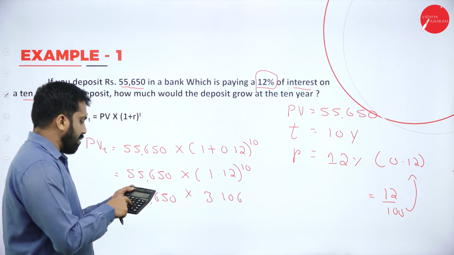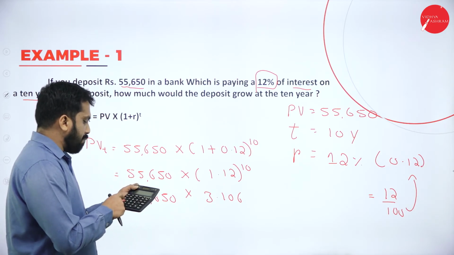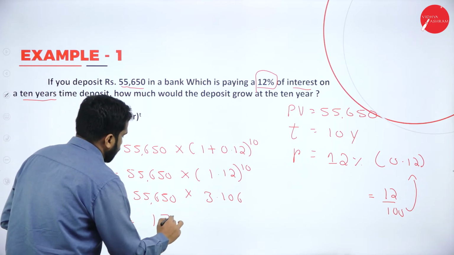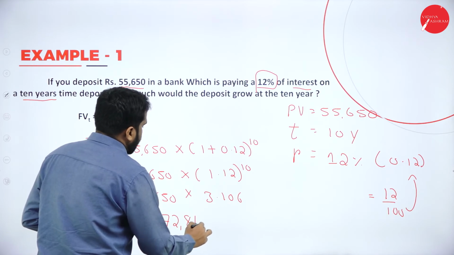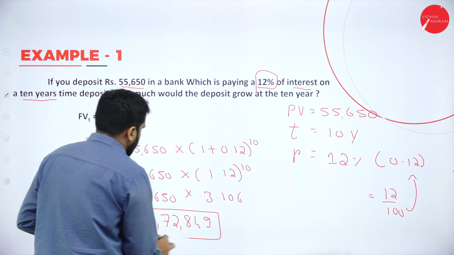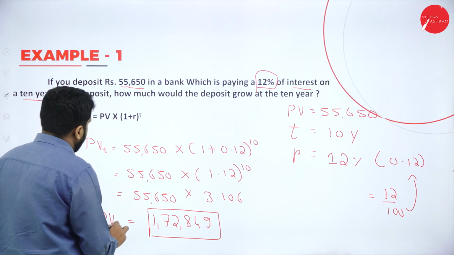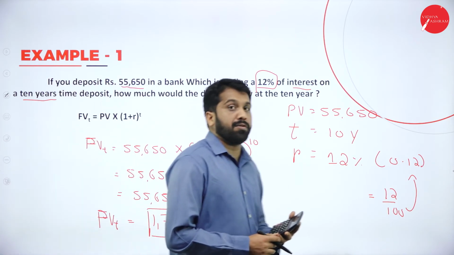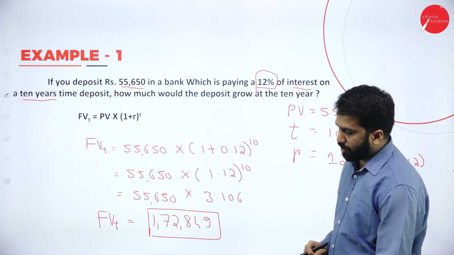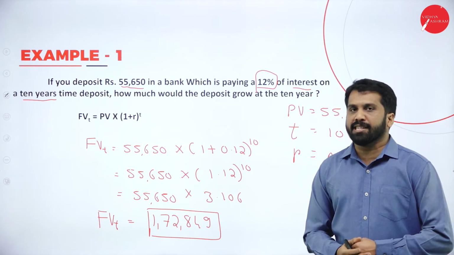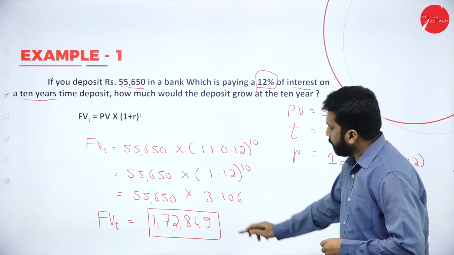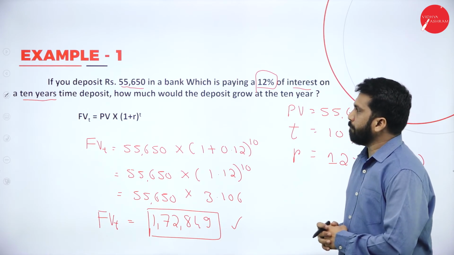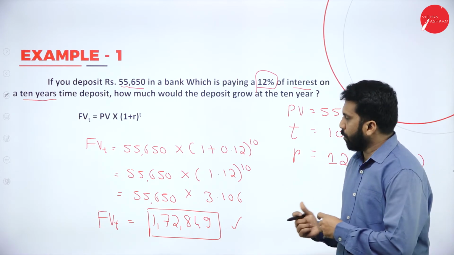Now multiply these two, how much you will get? 55,650 multiplied with 3.106, you will get 1,72,849. This is your present value. So it is not present value. This is your future value. So what is your future value? If you invest 55,650, after 10 years, it will become 1,72,849. Remember, this is all about your future value problem. Easiest one. Hope you understood.